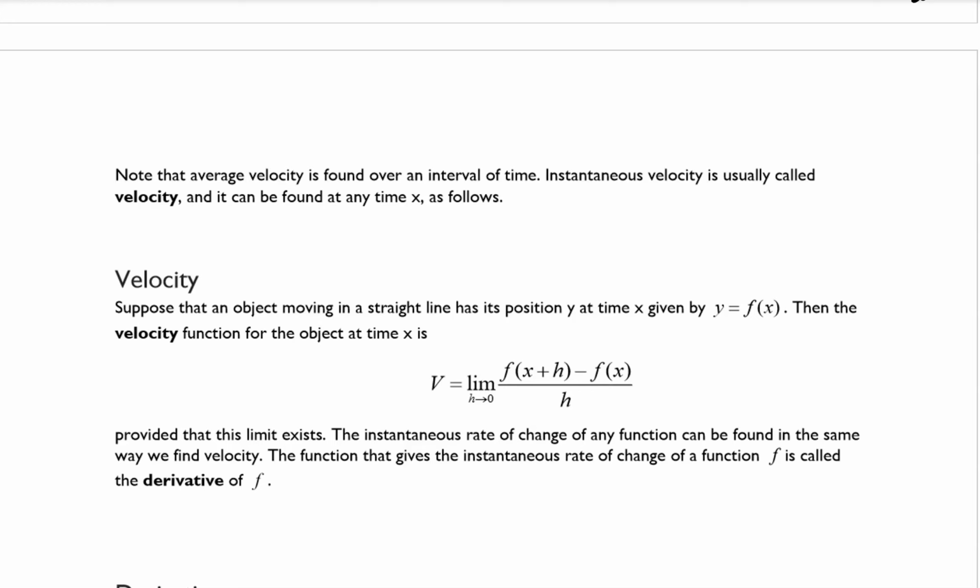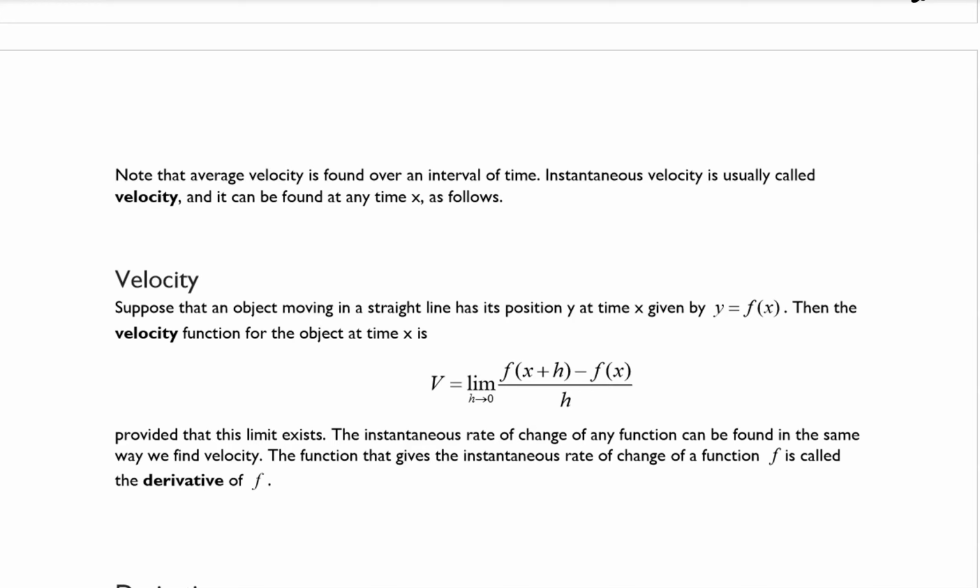So again, note that the average velocity is found over an interval of time. Instantaneous velocity is usually just called velocity, and it can be found at any specific time x as follows. Suppose that an object moving in a straight line has its position y at time x given by the function y equals f of x. Then the velocity function for the object at time x is given by v equals the limit as h approaches 0 of f of x plus h minus f of x all over h, provided that this limit exists.